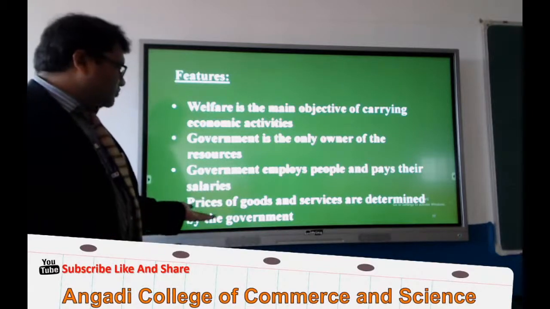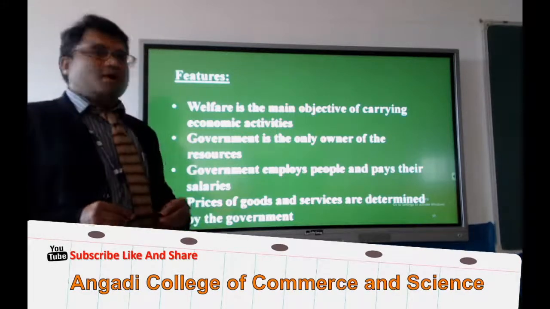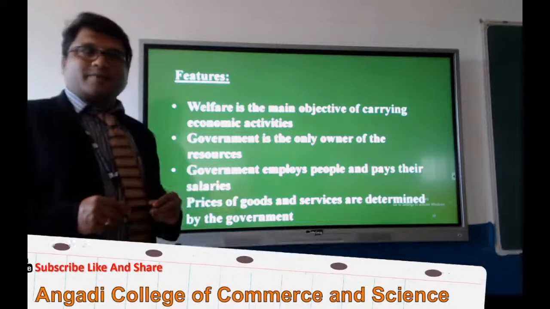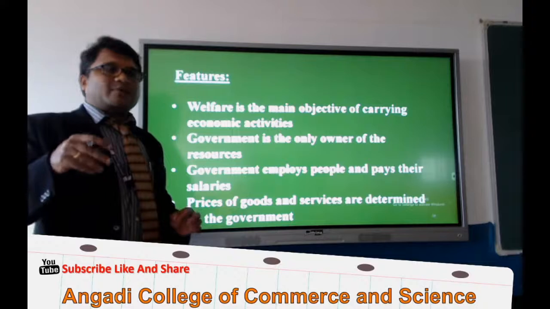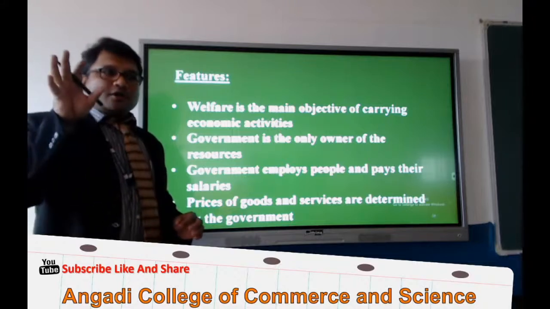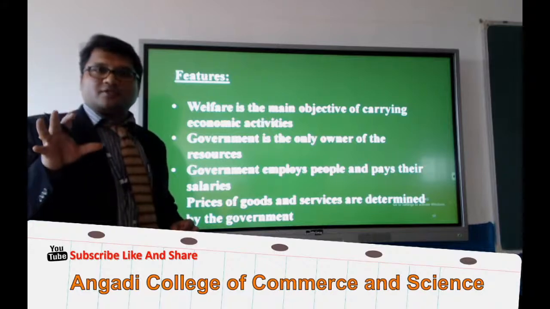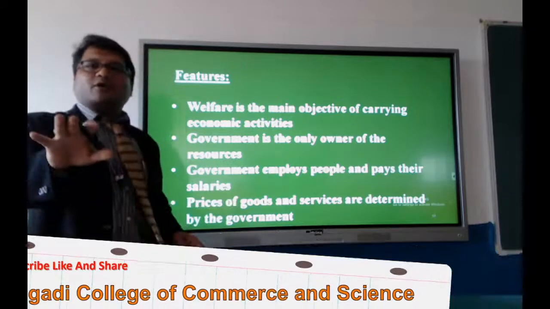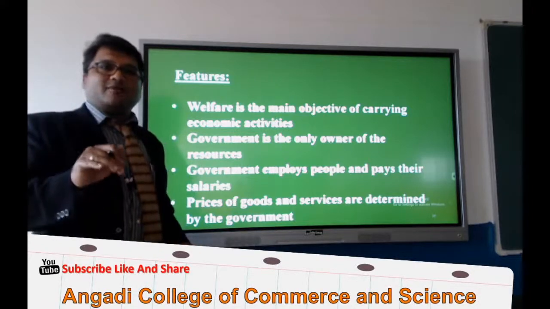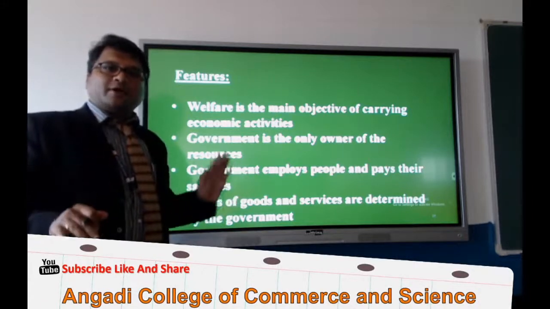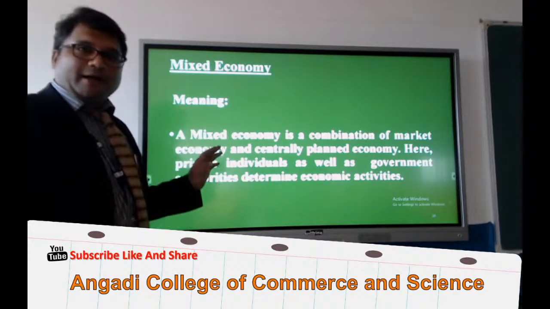Next, prices of goods and services are determined by the government. So most of the prices of goods and services are determined by the government. The government will fix the prices of goods. It is not that sellers or buyers will have the freedom to fix the prices, but the government will decide what the price will be, and that price will exist in the market and people will have to sell and buy at that particular price. That is all about centrally planned economy.